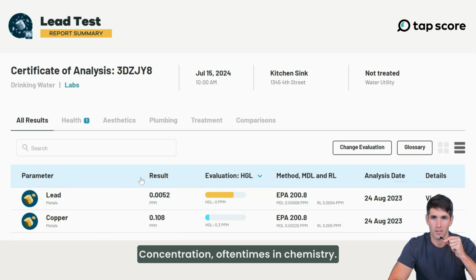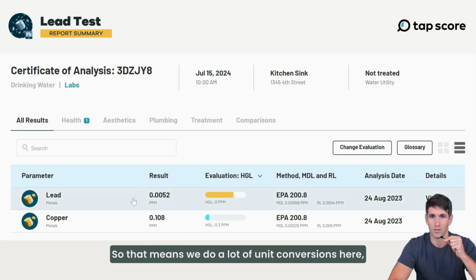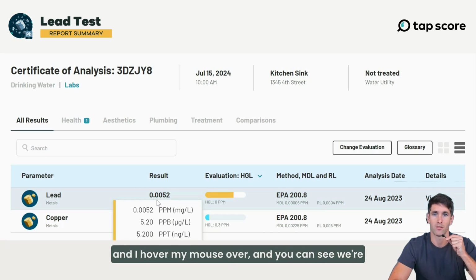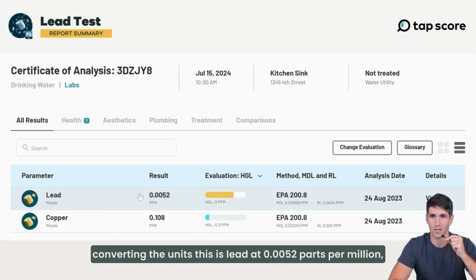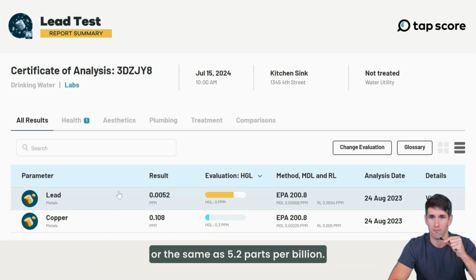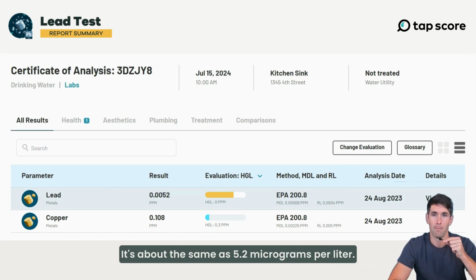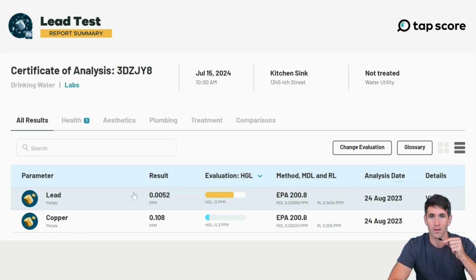Concentration, oftentimes in chemistry. So that means we do a lot of unit conversions here, and I hover my mouse over and you can see we're converting the units. This is lead at 0.0052 parts per million, or the same as 5.2 parts per billion. It's about the same as 5.2 micrograms per liter.